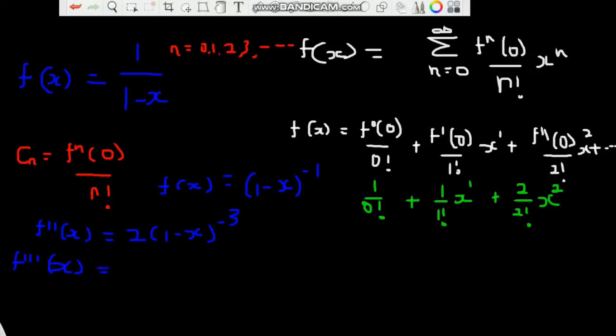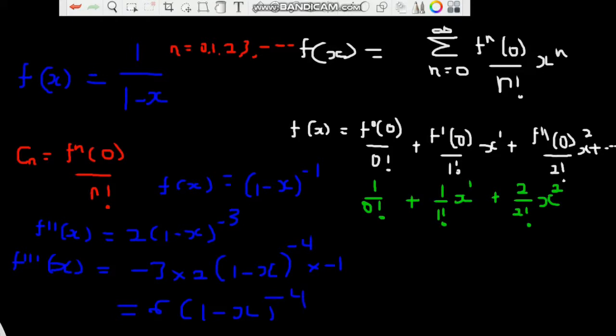So I'm going to multiply 2 by minus 3, so that will be minus 3 times 2, multiplying (1 minus x) to the power of minus 3 minus 1, that will be to the power of minus 4, times the derivative of what we have inside, that will be times minus 1. So when I do this, this will give me 6 multiplied by (1 minus x) to the power of minus 4.